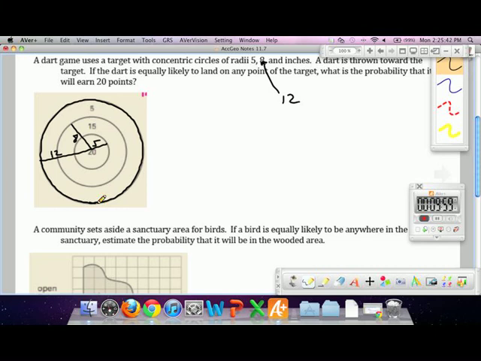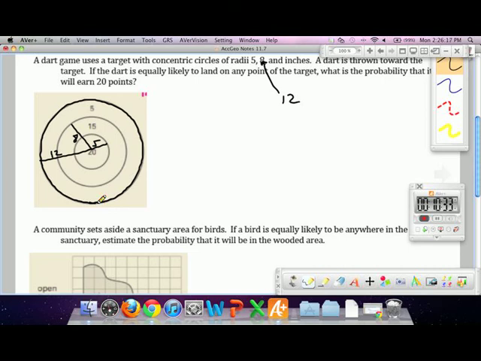Well, this is a geometric case. This is a two-dimensional case. I got length and width here. Just like I compared the relative length of a success to a length of the total possibilities, I can do the same thing, but now in an area case. So let's find the area of my successful shot. How much area is a 20-point shot? And compare that to the area of the entire dartboard.